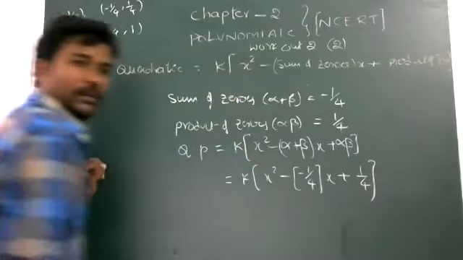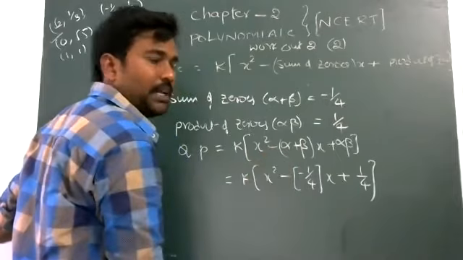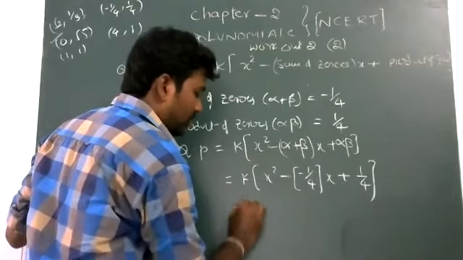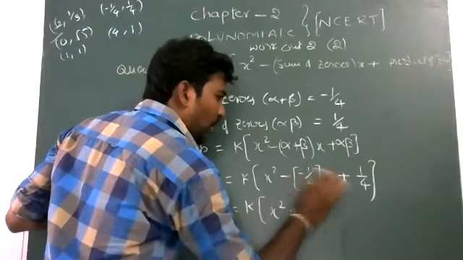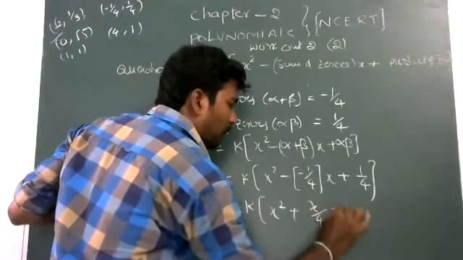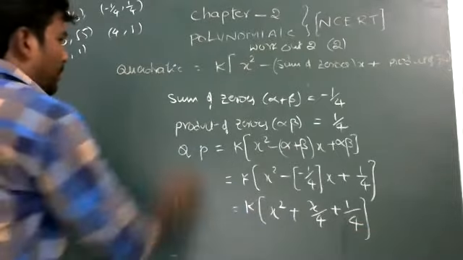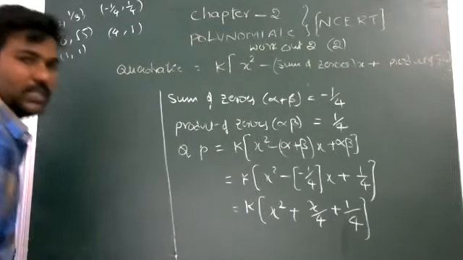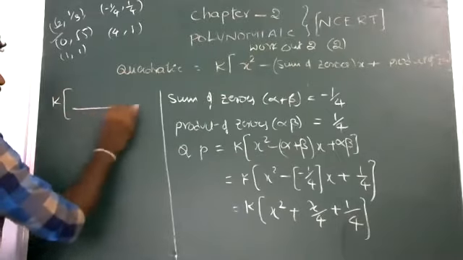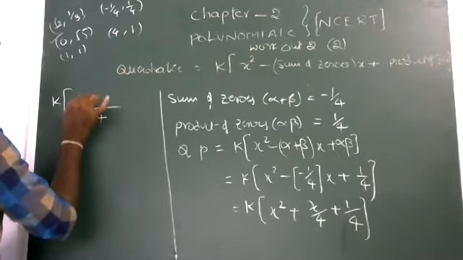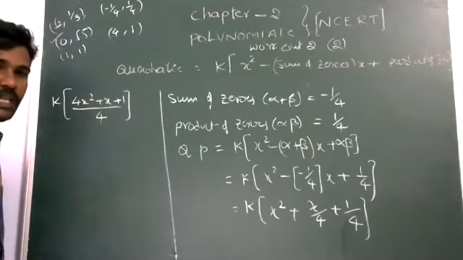Is it clear? Here a minus is already there, and in the formula a minus is also there, so you can write minus of minus. So that equals k into (x square plus 1 into x by 4 plus 1 by 4). Same as the LCM in previous problems. What is the LCM? LCM equals k into (4x square plus x plus 1).